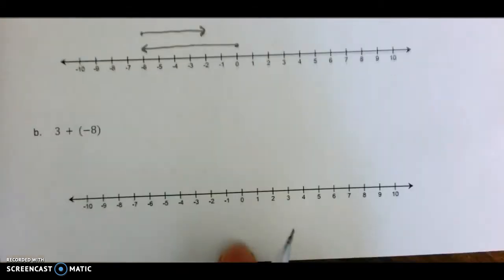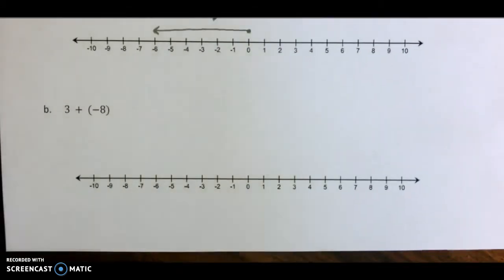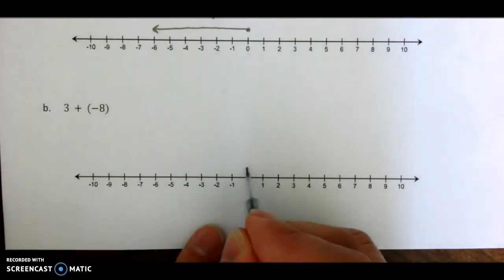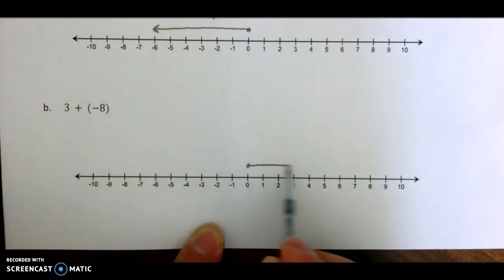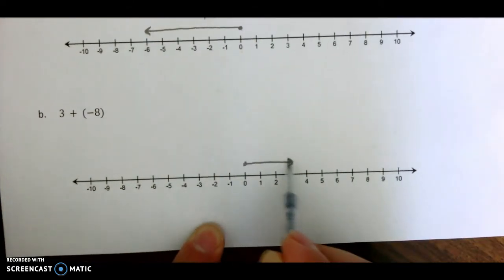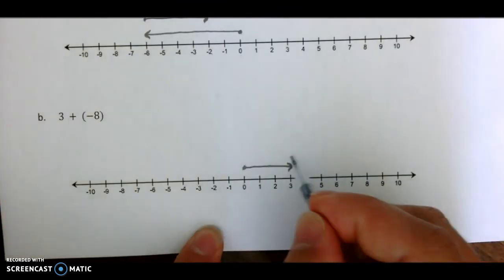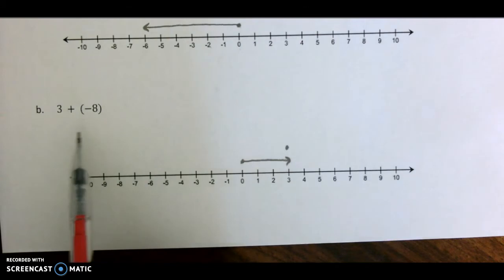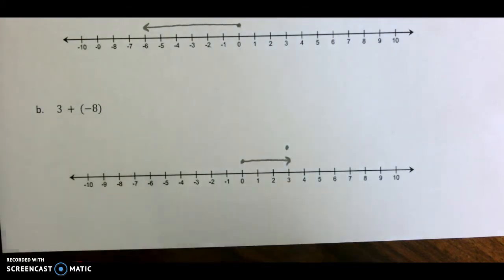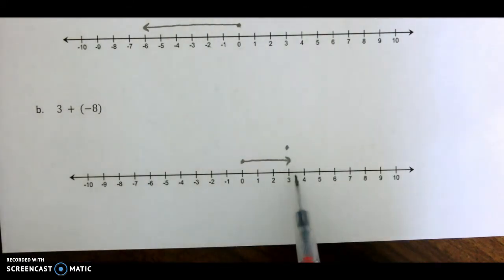In example B, we have 3 plus negative 8. So I'm going to start again at 0, place the tail of my first arrow at 0. My first number is 3, so I'm going to go to the right 3 units. And now my second arrow is going to start at 3. And from 3, I'm going to add a negative 8. So I'm going to have to go to the left 8 units starting at 3.